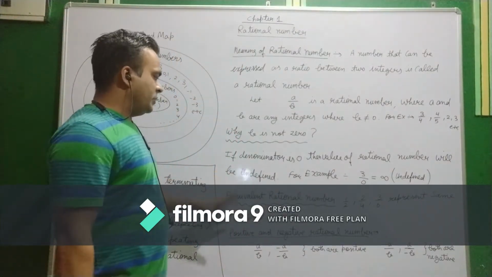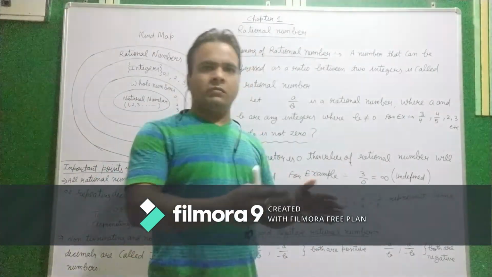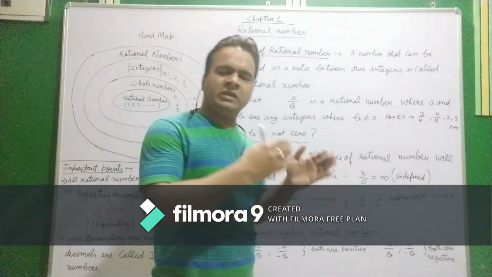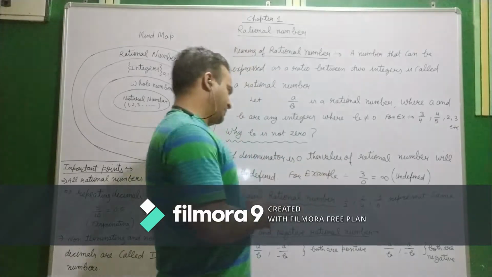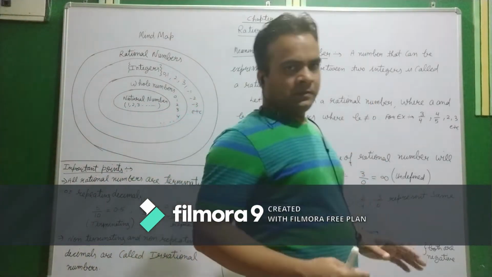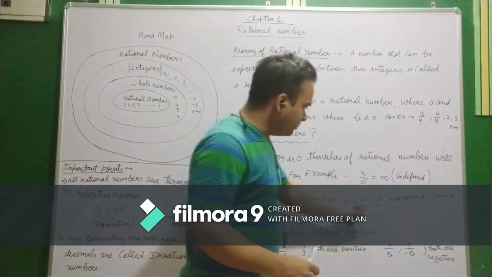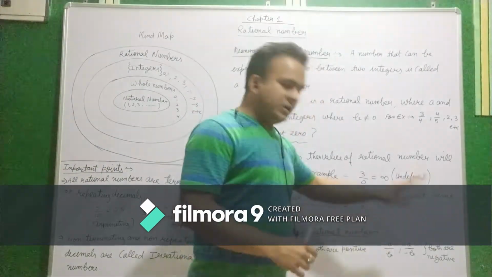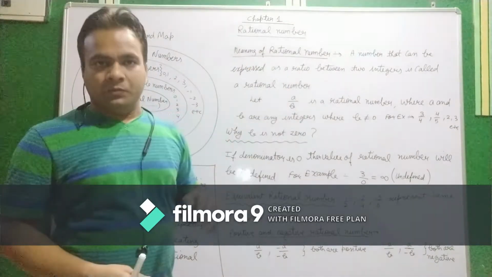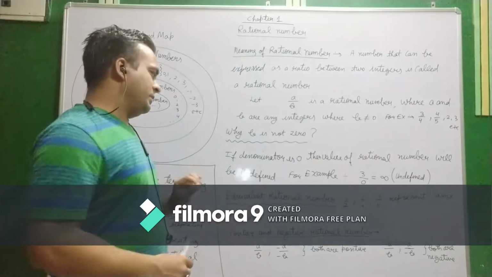Now the next term is equivalent rational numbers. Equivalent integers, equivalent whole numbers, equivalent terms, very well. What do you mean by equivalent? Equivalent means here 1 upon 2, 2 upon 4, 3 upon 6 represent the same rational number, because ultimately when we simplify all three rational numbers, they will reach the same value, right? So that's why they are called equivalent rational numbers.